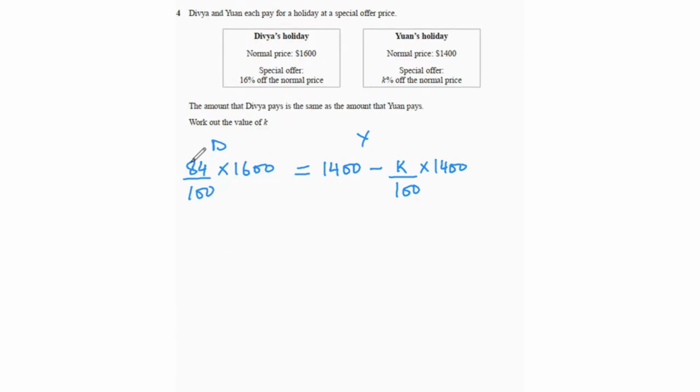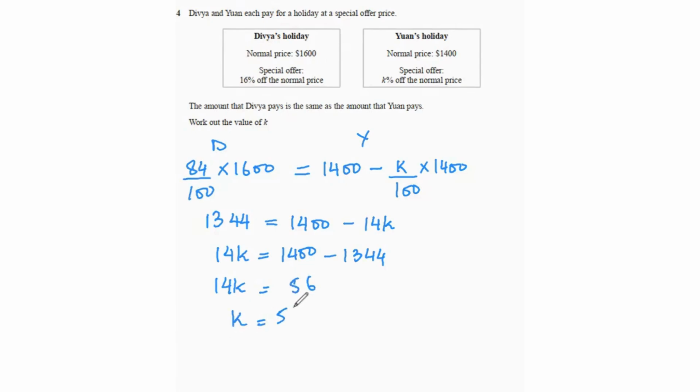So for Divya, 84 times 1600, and then you divide it by 100, so that's 1344. And over here, it's going to be 1400 minus 14 times K. Now, 14K equals 1400 minus 1344, and that's going to give us 56. So K is going to be 56 divided by 14, which equals 4. So the value of K is 4.